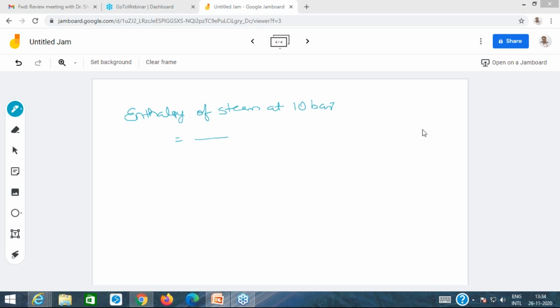Kunal, Neha, Kamlesh, Maheshwari, Rushali, Shubham. Gargi is offline. Pranav, Gunjan, Yash More, Nikhil Pardeshi, Gunjan Sarode. Anybody? The answers are not coming. Tell me the enthalpy of steam at 10 bar.